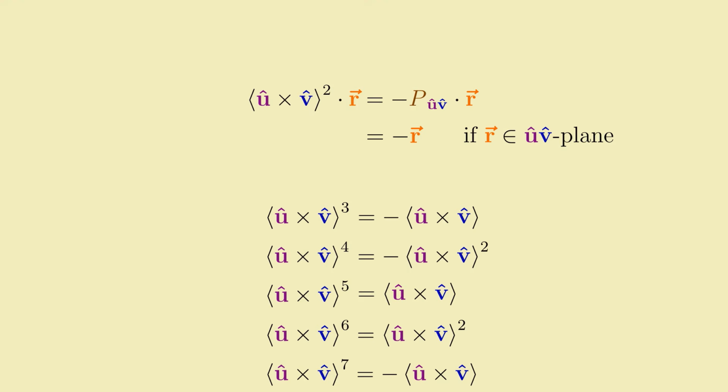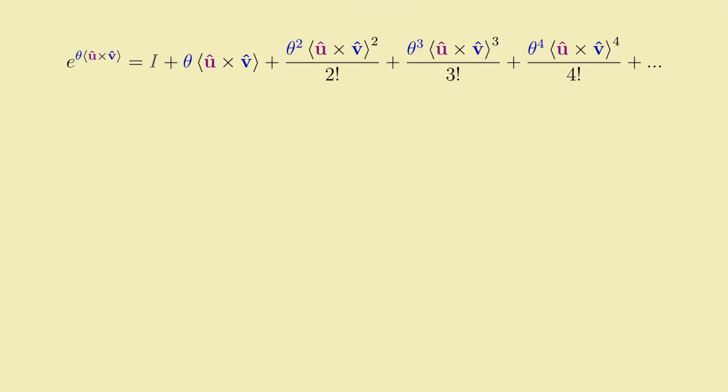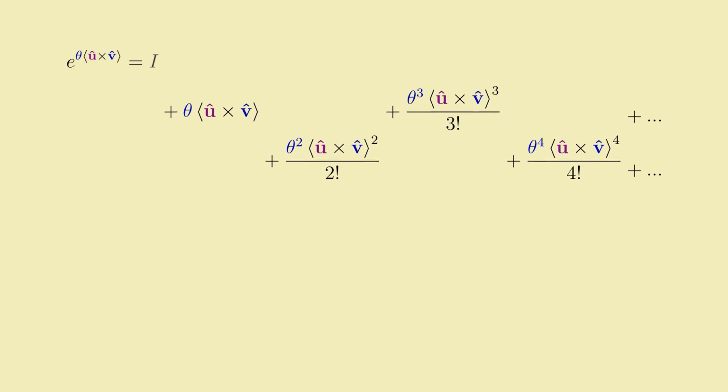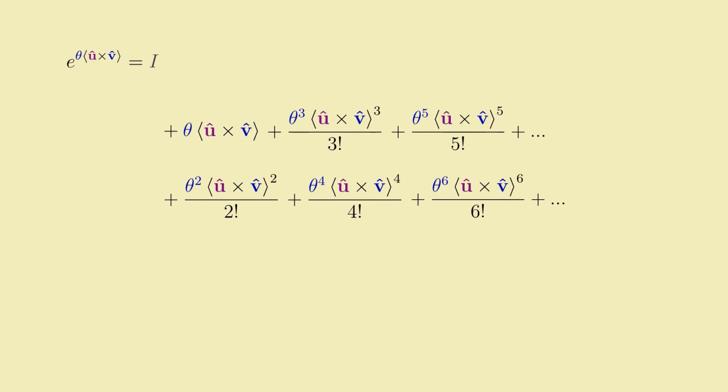So any power of a tilt product can be written as either positive or negative u tilt v, or its square. With that in mind, if we take our power series expansion for the matrix exponential and group terms by powers that differ by a multiple of 2, we can simplify the higher powers of u tilt v by repeatedly subtracting 2 off the exponent, flipping the sign each time we do.